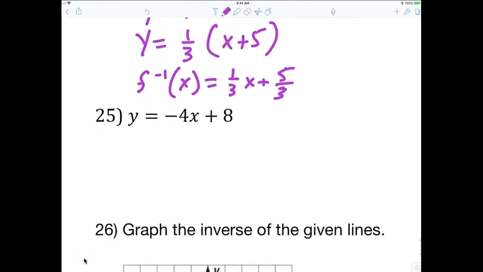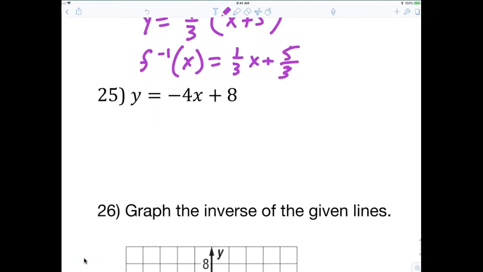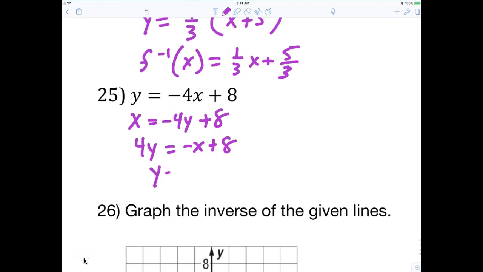All right, so let's try 25. Bless you. Yes, go. Okay, so you switch x and y, so it will become x equals -4y plus 8. Then you have to switch the y to the left and the x to the right, so it becomes 4y equals 8 minus x, or -x plus 8. And then you divide by 4, so then it becomes y equals -1/4 x.